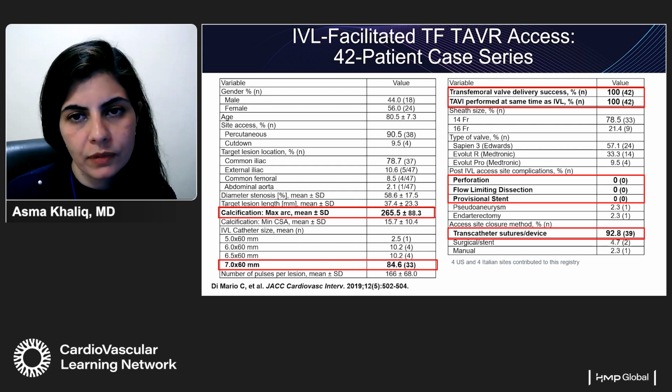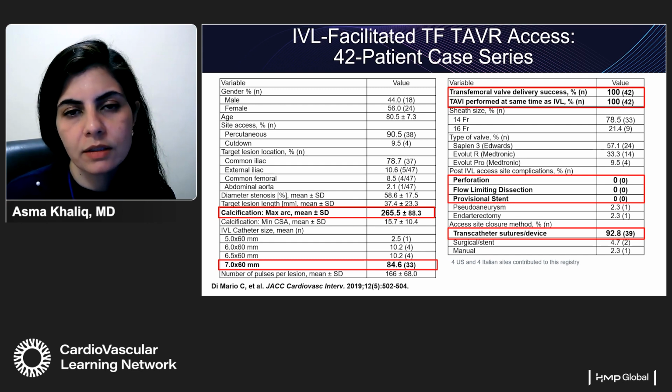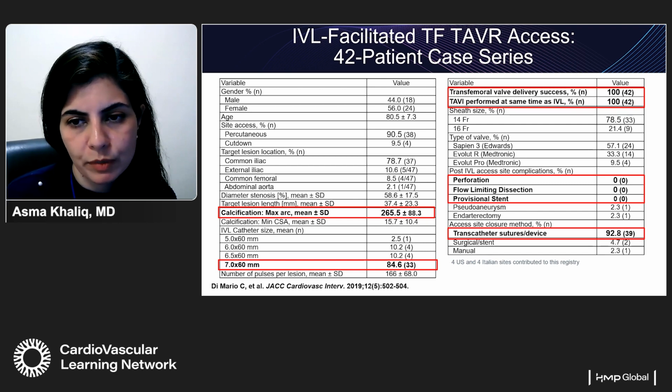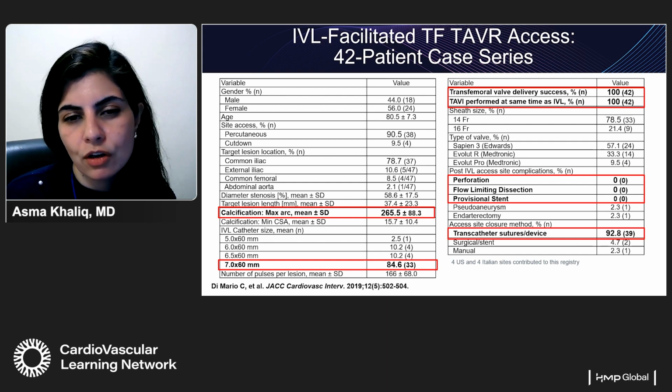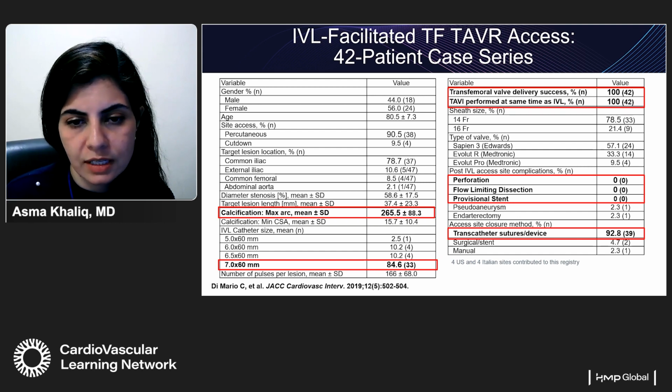And as we see, the transfemoral delivery as well as performance of IVL was successful in about 100% of the patients. And the great news is that there were pretty minimal, actually no significant complications at all, no perforations, no full-length dissections, and essentially they didn't have to use any provisional stenting either.